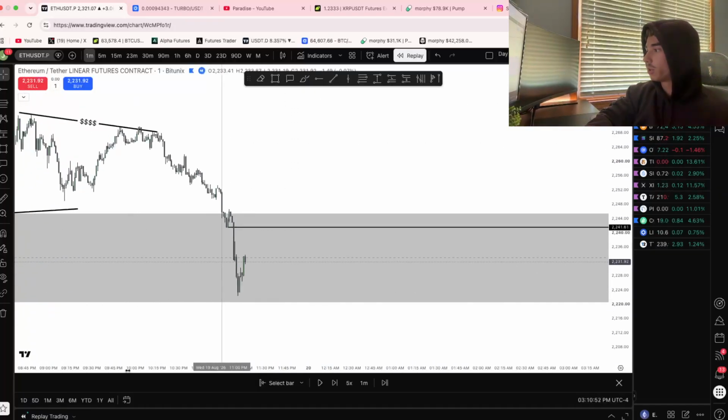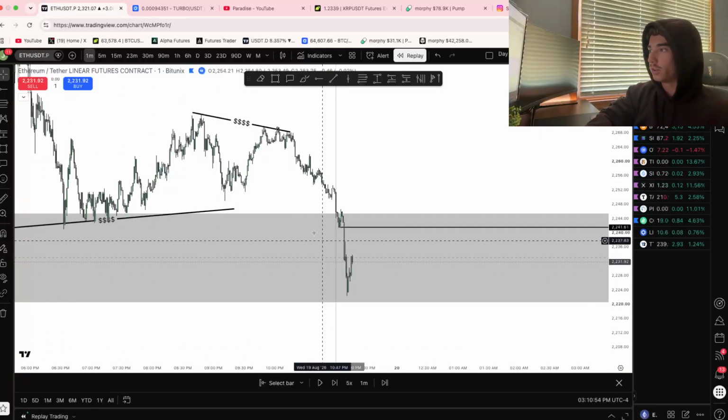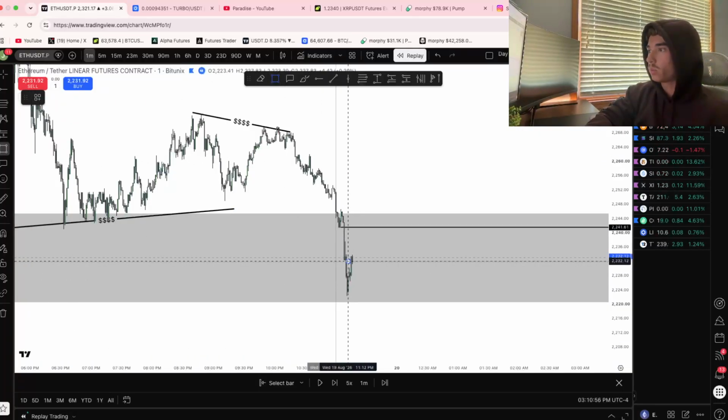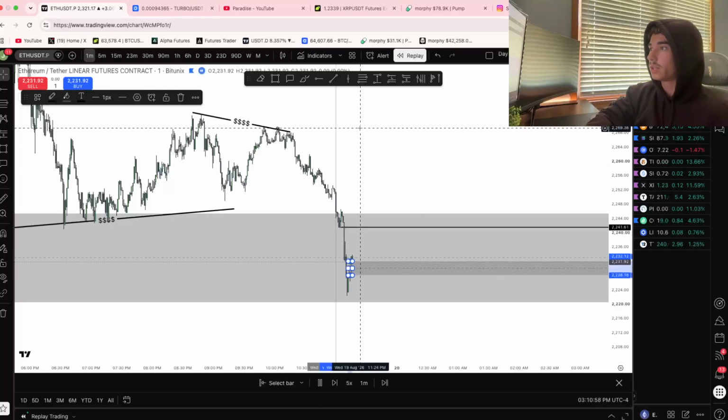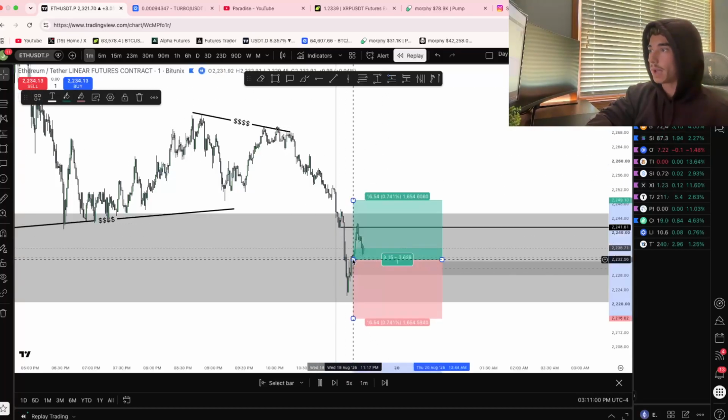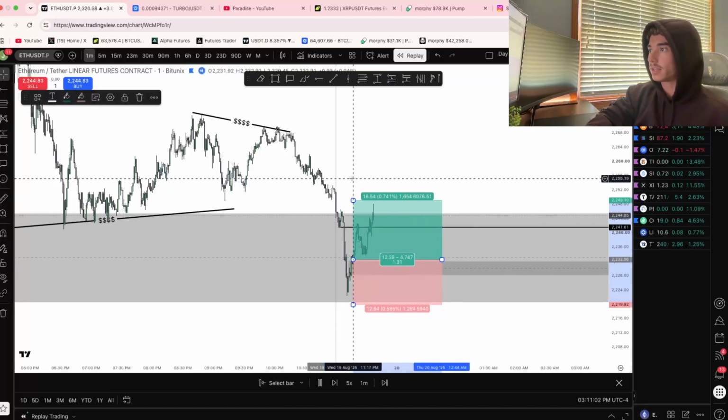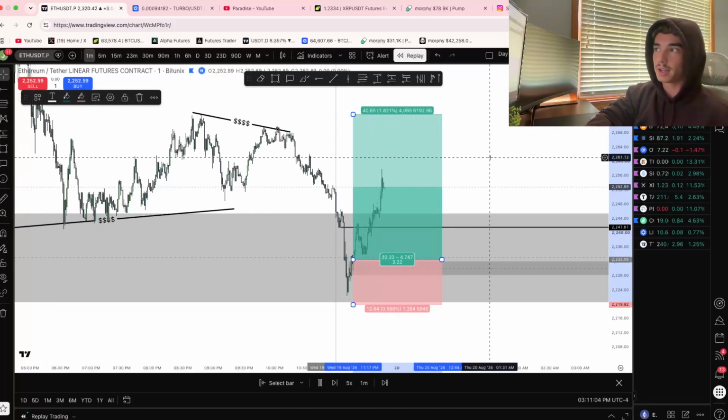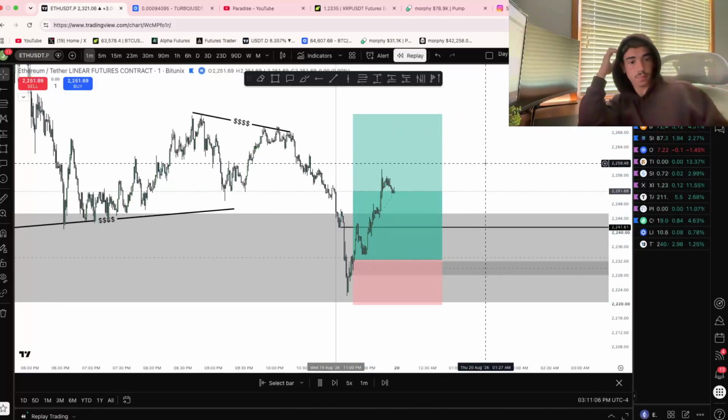We swept the liquidity right down here. We filled that 5-minute gap, and we give a 1-minute inversion. If you didn't like the short, take the long back up. Risk outside the 5-minute, target the highs, whatever, boom.